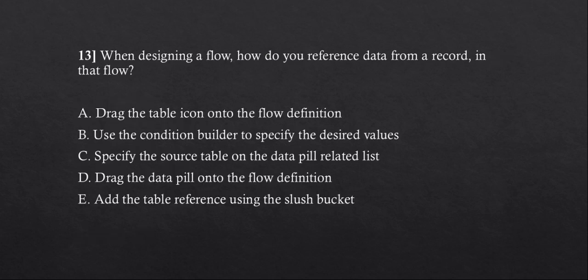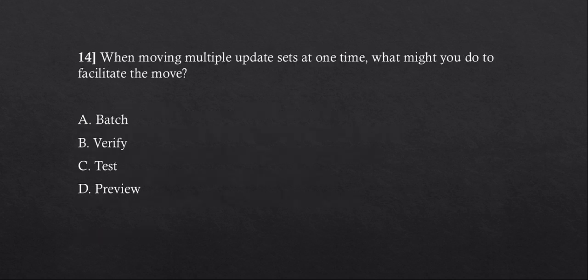Next question. 13. When designing a flow, how do you reference data from a record in that flow? A. Drag the table icon onto the flow definition. B. Use the condition builder to specify the desired values. C. Specify the source table on the data pill related list. D. Drag the data pill onto the flow definition. E. Add the table reference using the slush bucket. Answer: D.